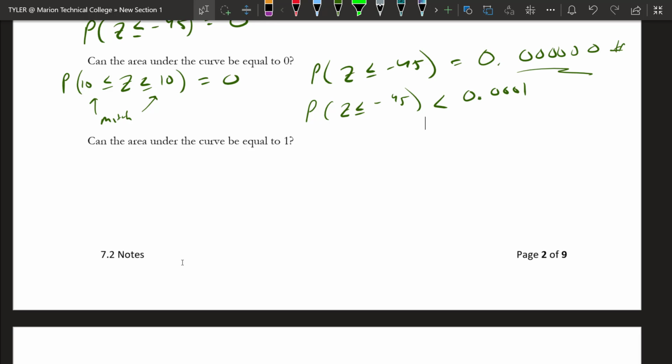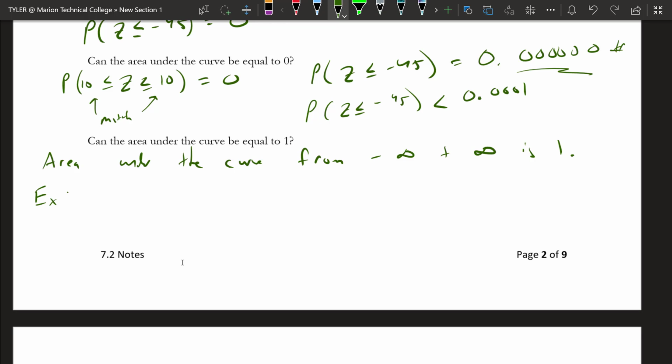So then the next part, I say, can the area under the curve be equal to 1? So the area under the curve from negative infinity to infinity is equal to 1. That would be the only case that would be equal to 1. However, similarly to the 0 thing, sometimes if the value is really close to 1, StatCrunch might just say it's equal to 1.